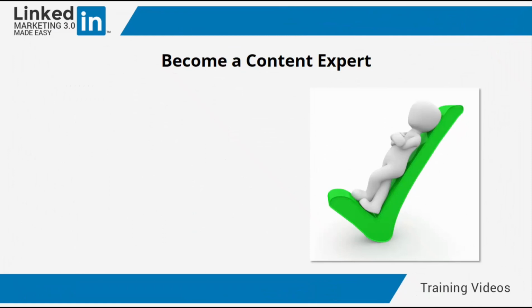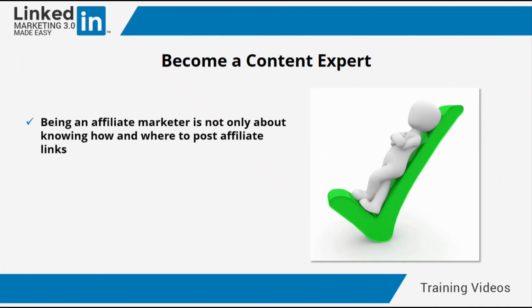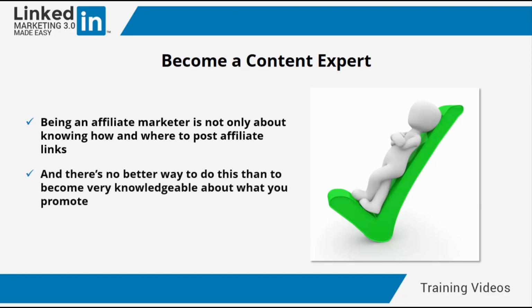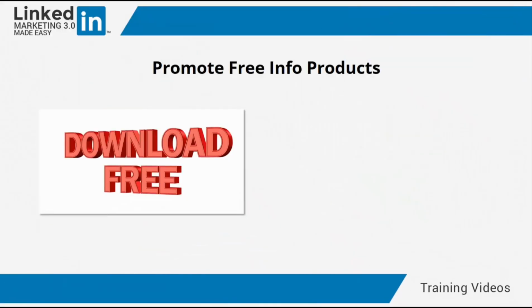Become a content expert. Being an affiliate marketer is not only about knowing how and where to post affiliate links, because if you want to become really successful at affiliate marketing, you have to learn how to make people interested enough in your offers as to get them to click through them. And there's no better way to do this than to become very knowledgeable about what you promote. Becoming an expert will allow you to create highly relevant content that can be the perfect placement for your affiliate links, and creating well-informed affiliate articles and posts is the best way to get LinkedIn members to make informed purchases through your affiliate links.